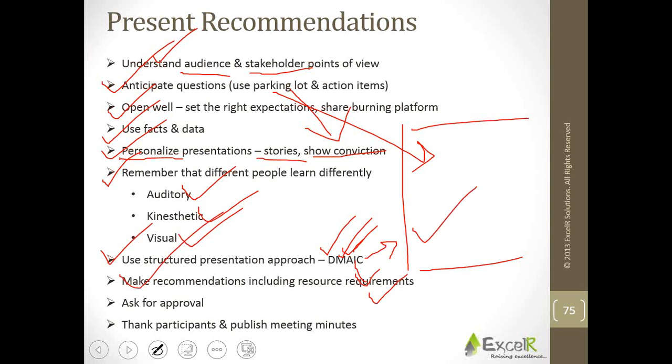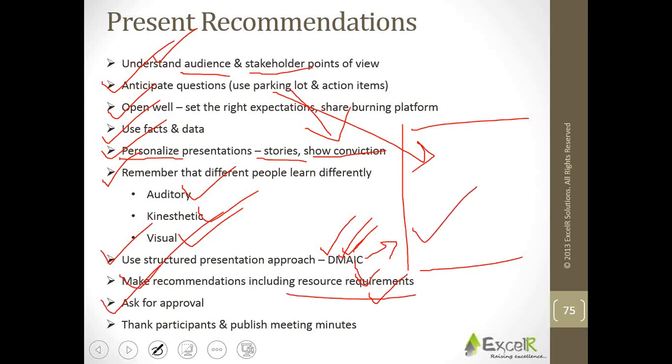Make recommendations including resource requirements. That means your recommendations should not necessarily speak only about process streamlining. You can also speak about resource requirements. Probably you'll say that you require one process consultant full-time on your project who is going to audit this. Or you require two softwares which are going to speed up your job. So you even include those kinds of resource requirements.